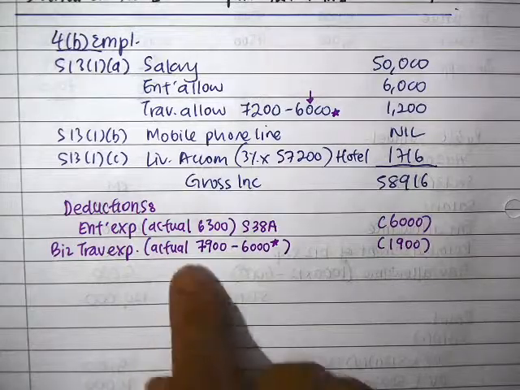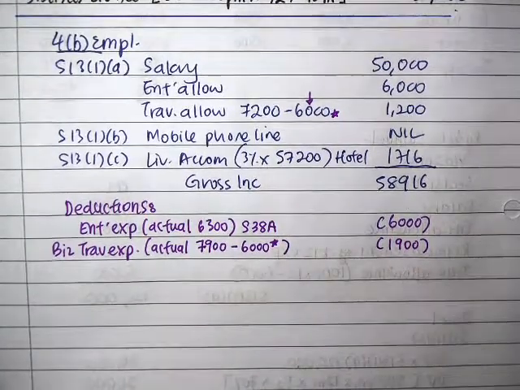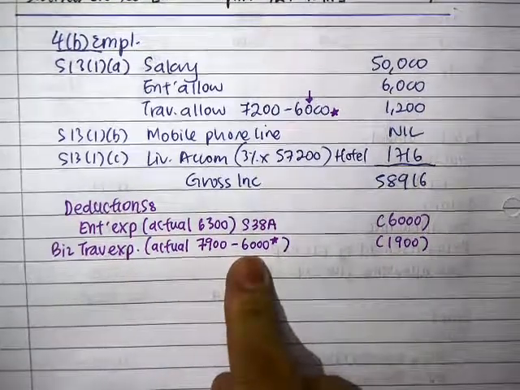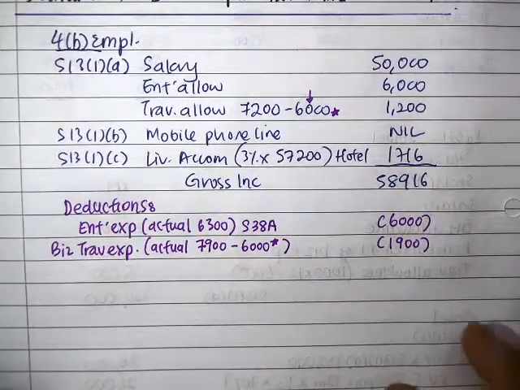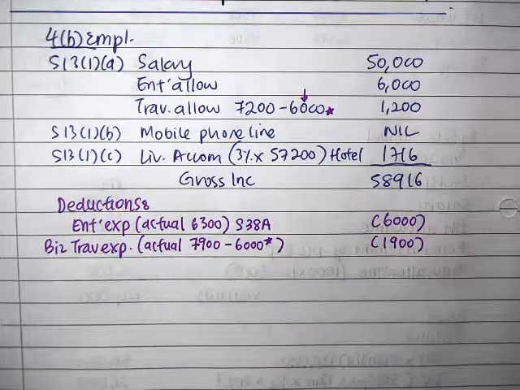For example, you tell me, what if I only spend 5,002? Then you only get nothing here. 5,002 minus all the exemption, you left with nothing. Follow? Okay? Now, this is how you deal with business traveling expenses. These are all the things that you can minus usually.